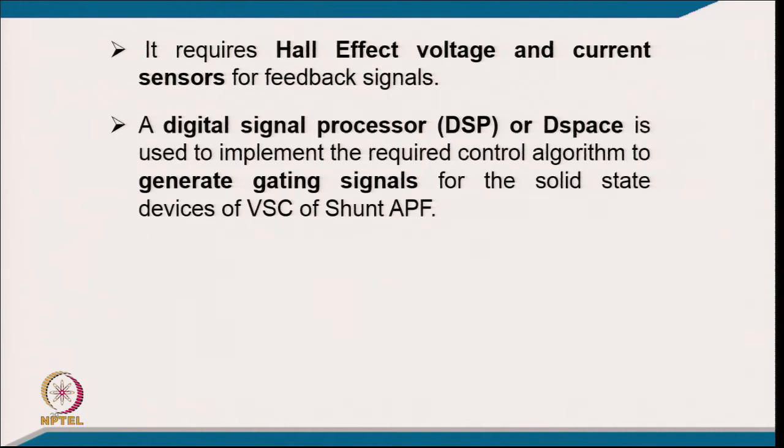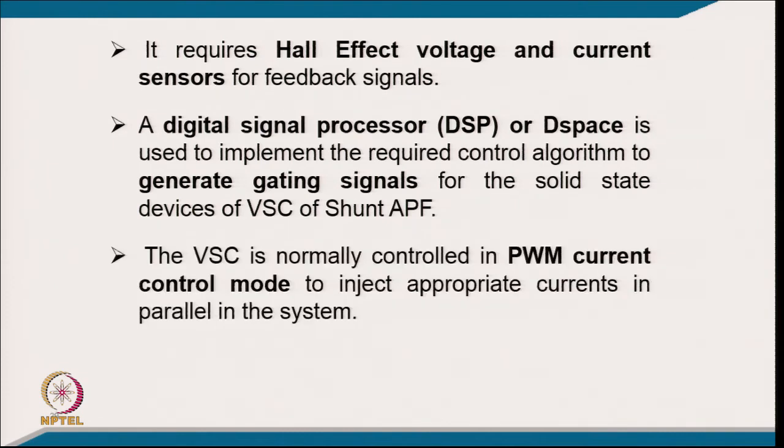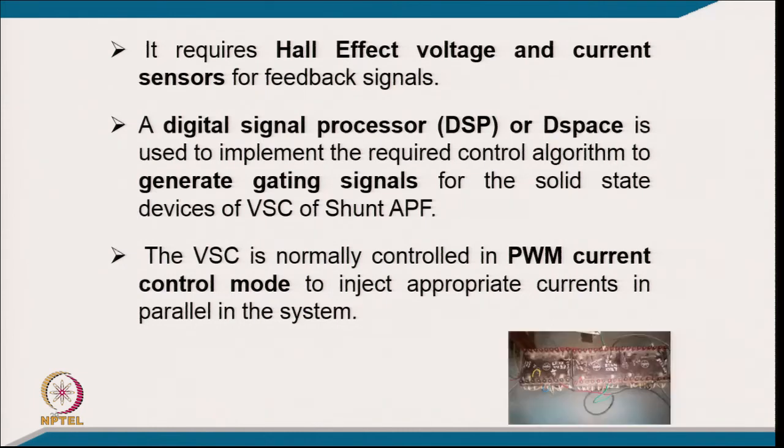A DSP, a digital signal processor, or a high-level processor is used to implement the required control algorithm to generate the gating signals for the solid state devices of the voltage source converter of the shunt active filter. The voltage source converter is normally controlled in pulse width modulation current control mode to inject the appropriate currents in parallel into the system, and you can think about how it looks like a circuit.